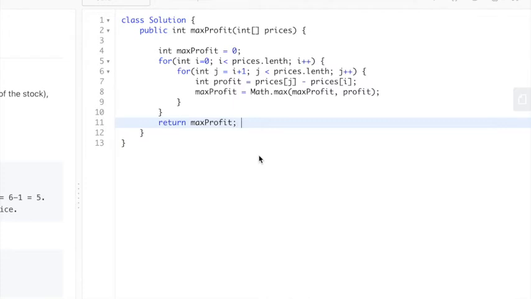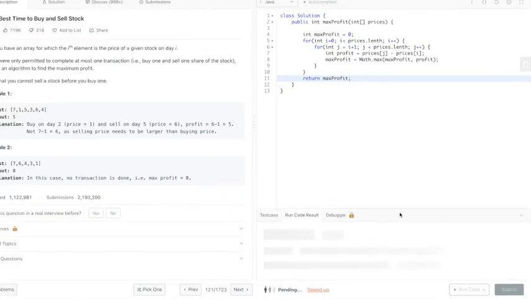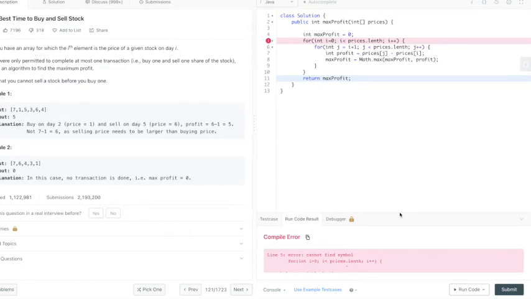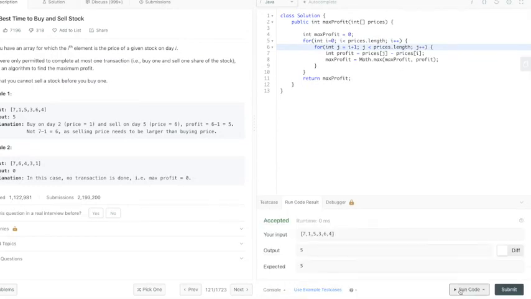But if you see, the time complexity of this solution is n squared, and probably we can do it better. But before that, let's run the code. Okay, there was a typo. You see, it works. But however, let's see how we can do it better.